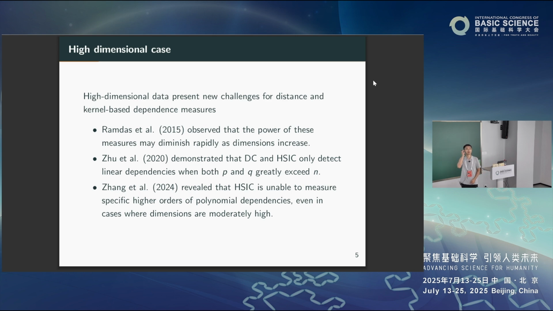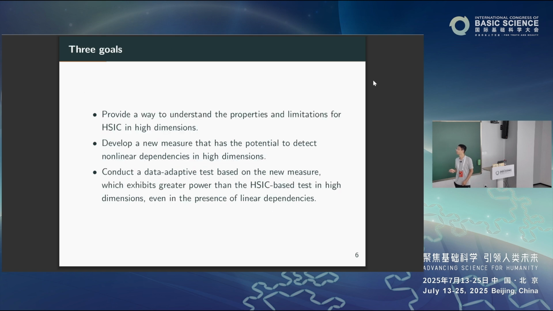So given these limitations of both the distance correlation and the HSIC, in this work we have three goals. The first one is we want to provide a way to understand the properties and limitations of HSIC in high dimensions. That is to say, we want to know why the HSIC will degenerate from measuring arbitrary dependence to only linear dependence in high dimensions. This is to provide some kind of insight.